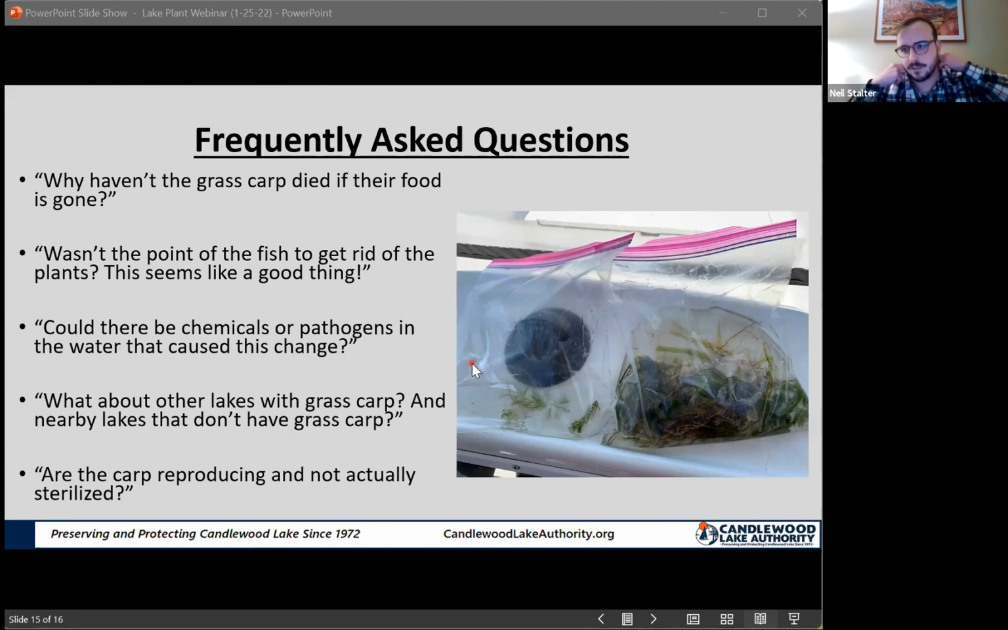There's going to be some natural death of fish every year, just as the nature of being alive, but I think 10 to 15 years on average.